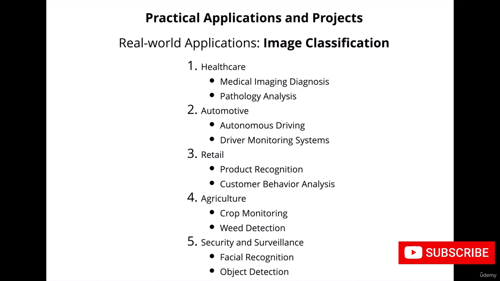By leveraging machine learning techniques and deep learning models, organizations can extract valuable insights from images, improve decision-making processes, and enhance operational efficiency in diverse domains. Understanding the specific requirements and challenges of image classification tasks in different industries is crucial for developing effective and impactful solutions that address real-world needs.